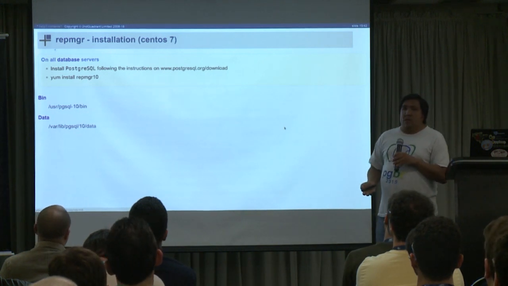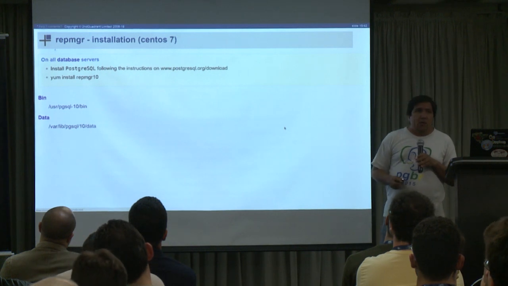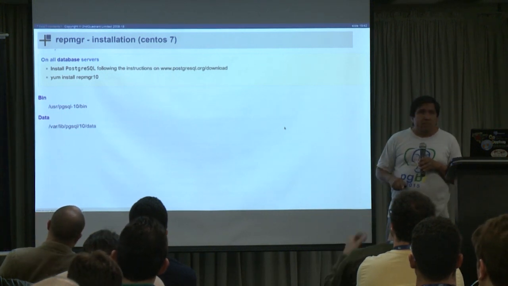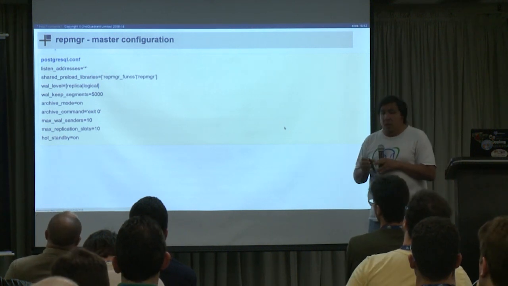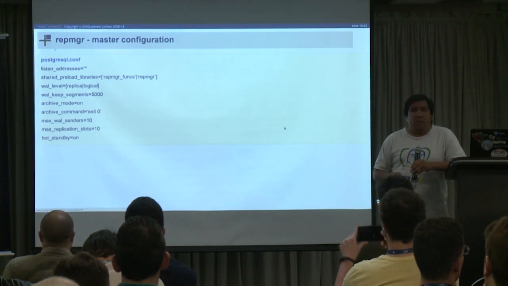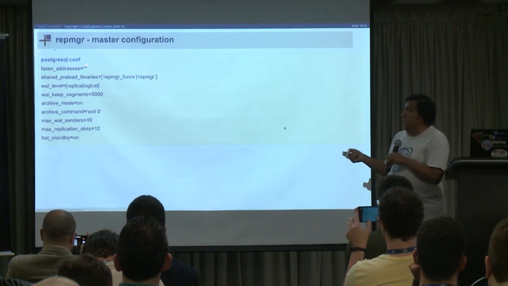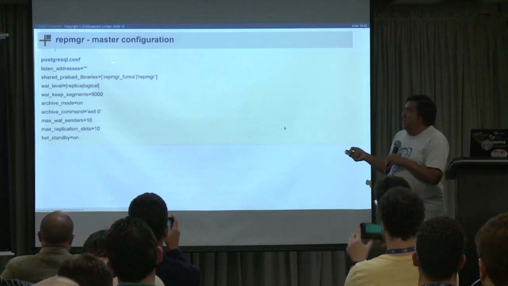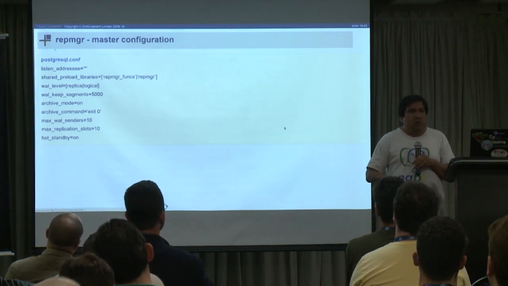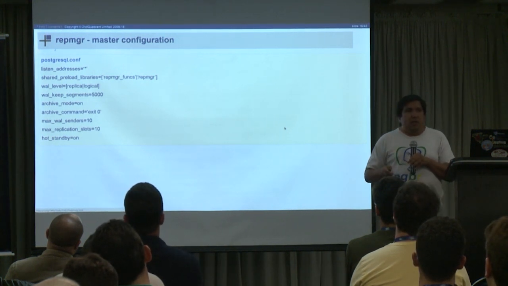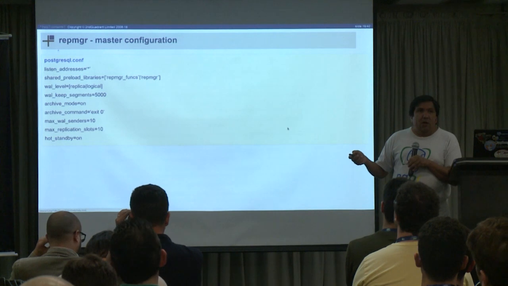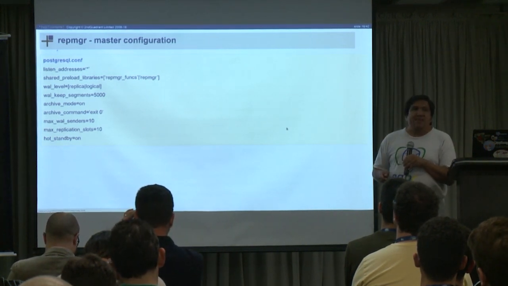And installation is very easy because you can use repositories for CentOS, Red Hat, or Debian. I'm doing this test with CentOS. You need to configure Postgres to work with repmgr. For doing that, you need to check these parameters. These ones, I have two options because it depends on the Postgres version or repmgr version. Until repmgr 3 at least, shared_preload_libraries uses the repmgr_funcs library, and repmgr 4 uses the repmgr library.